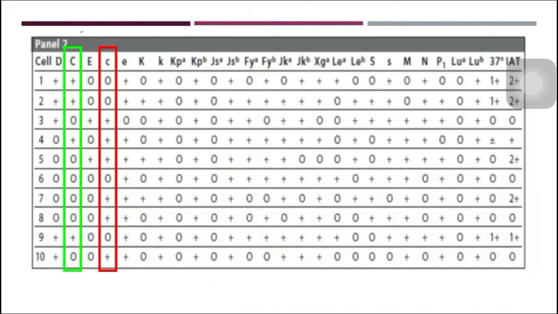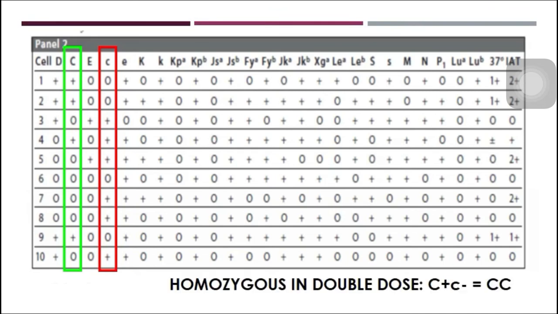Bakit? Kung mapapansin ninyo, capital C, homozygous in double dose. So kung positive reaction sa capital C, dapat negative sa small c. Now, in what cell yun? So, we have 1, 2, tama, and we have 9. Hindi kasama si 4. Bakit? Kasi positive sa capital C, and positive naman for small c. Again, homozygous in double dose. So, dapat pag sa capital C positive, sa small c negative. So, that's true for cells 1, 2, and 9.